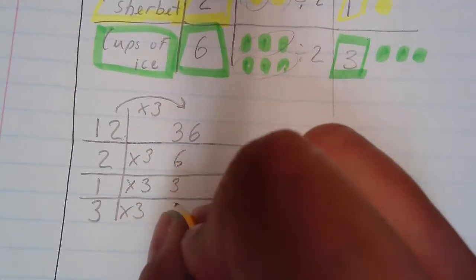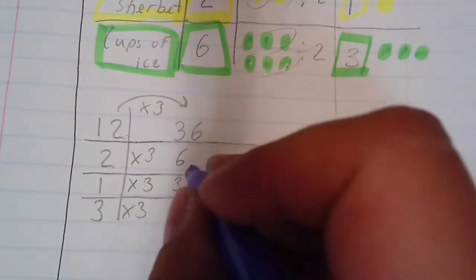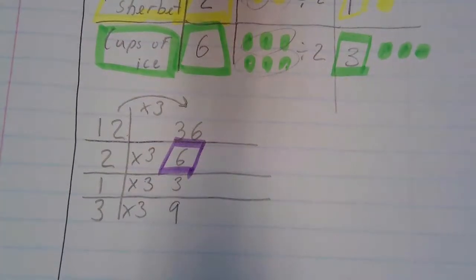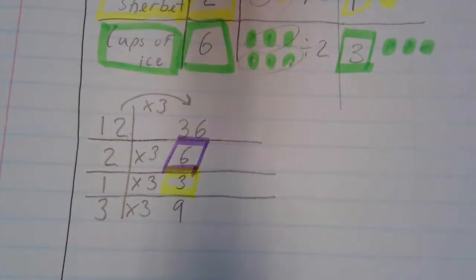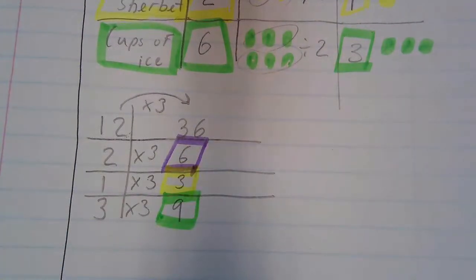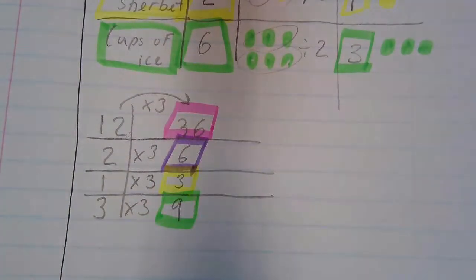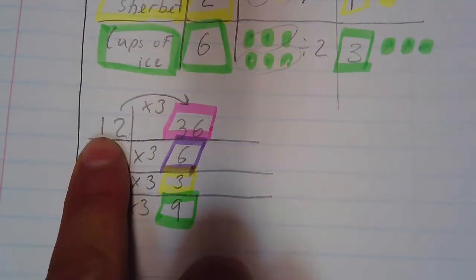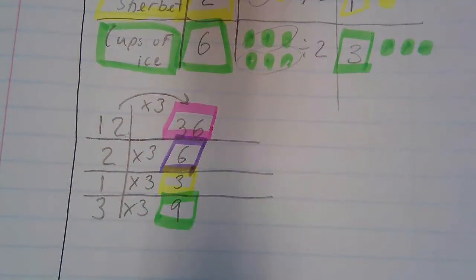6, 3, 9. Let's see. This would be the purple one. This would be the yellow one. The green one. And I forgot the pink one, the most important of all the people. All right. Feel free to draw the dots if you want, but it's easier to see scaling up than it is scaling down. Okay. Now, of course, there's one more part.